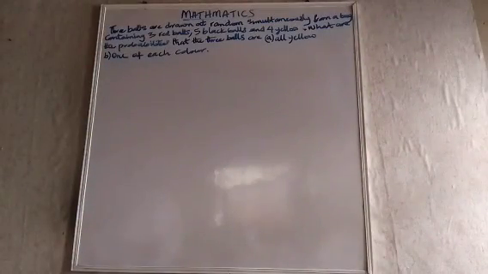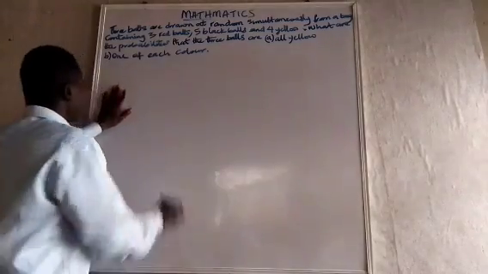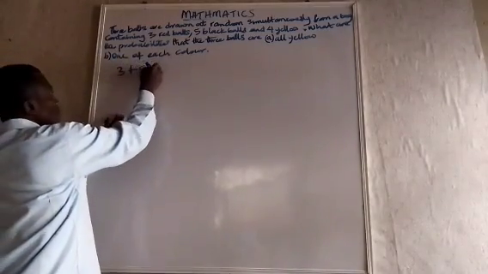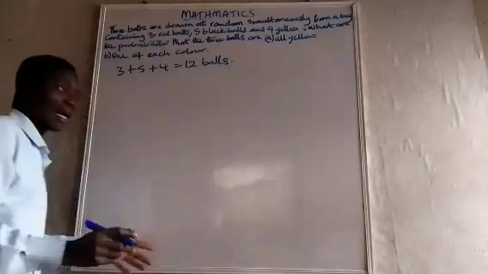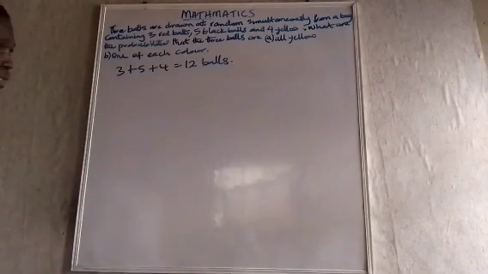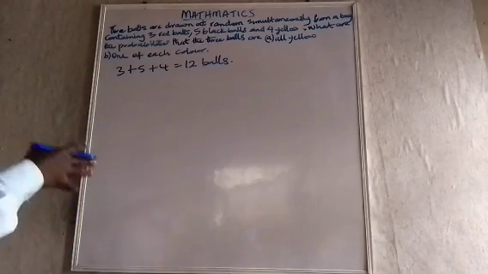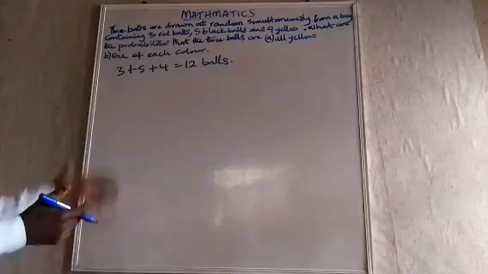3 balls are drawn at random simultaneously from a bag containing 3 red balls, 5 black balls, and 4 yellow. What are the probabilities that the 3 balls are A, all yellow, B, one of each color? Here, we have how many balls? 3 plus 5 plus 4, which is 12 balls. And we are told that 3 are drawn at random. So, what is the total number of ways of selecting 3 balls out of this?